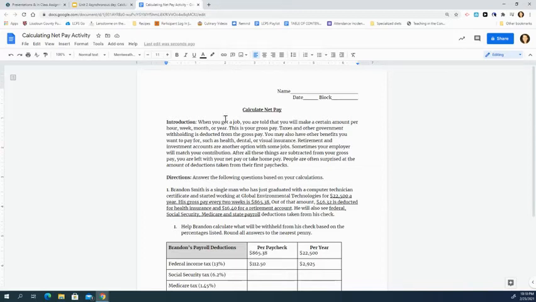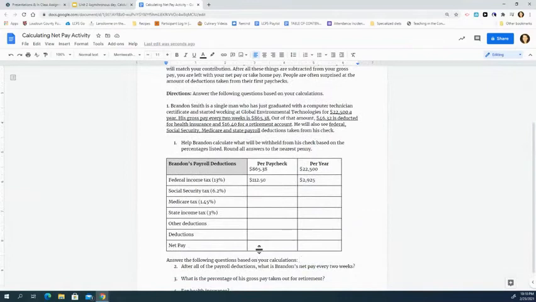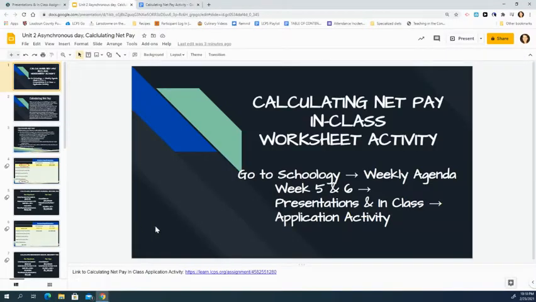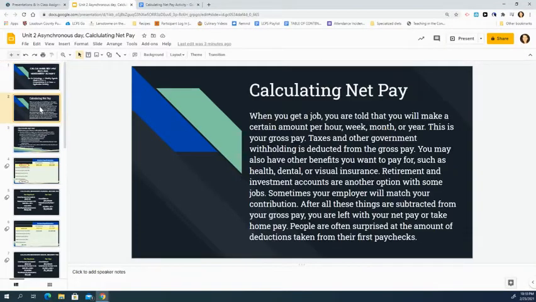So you're going to have a Google document with the directions and then a chart. This is what I would like you to submit, and it is going to be a grade in the grade book. So please make sure you open that up. We're going to be talking about calculating net pay today.